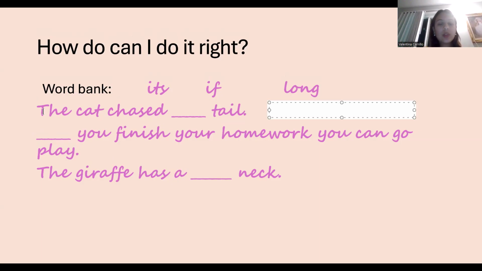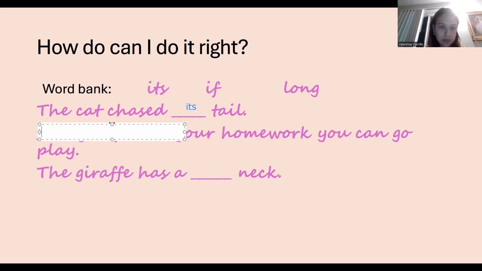So what if we use long? Let's see. The cat chased long tail. Well, that doesn't sound correct. So the correct word we're going to use here is it's. So we write here, the cat chased its tail. Okay, the next sentence.